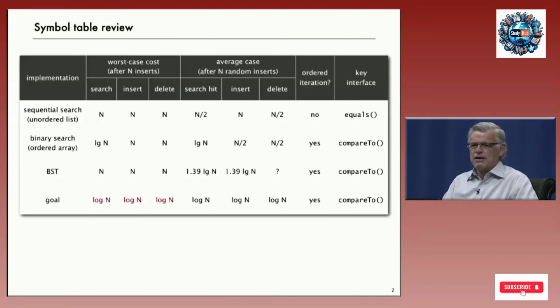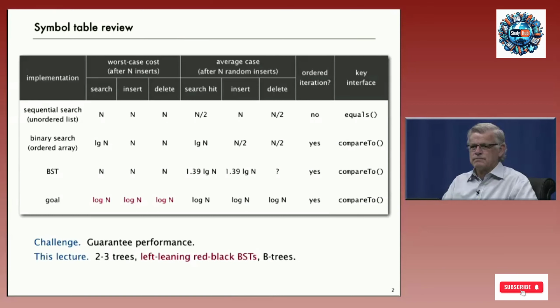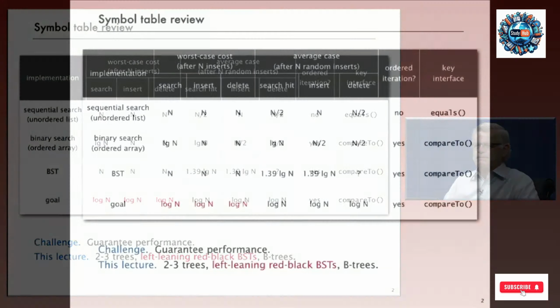So that's what we're going to look at now: try to find an implementation that can guarantee to be fast for all the symbol table operations. That's our challenge. What we're going to talk about to do it is a pretty old algorithm called 2-3 trees, in a particular implementation that requires very little code, called left-leaning red-black BSTs. And then we'll talk about a generalization called B trees. And these methods are all widely used throughout our computational infrastructure.